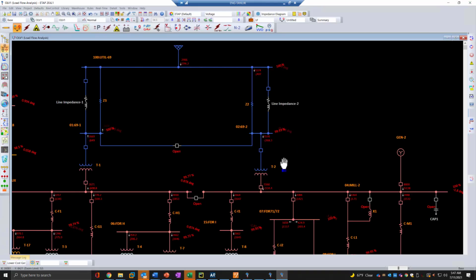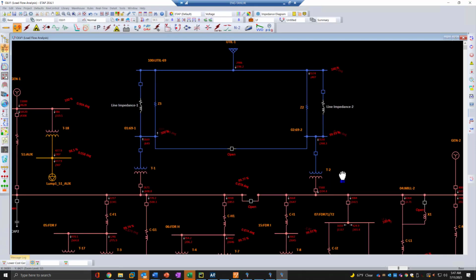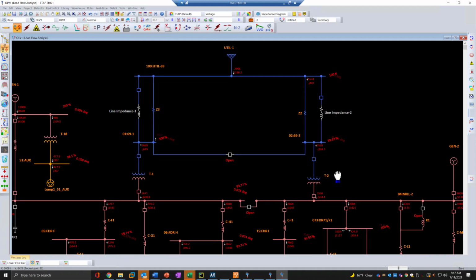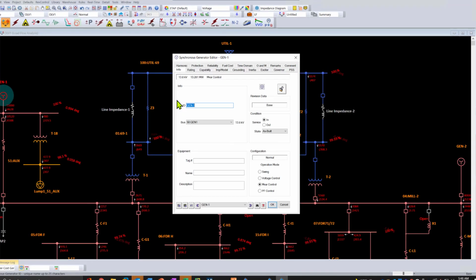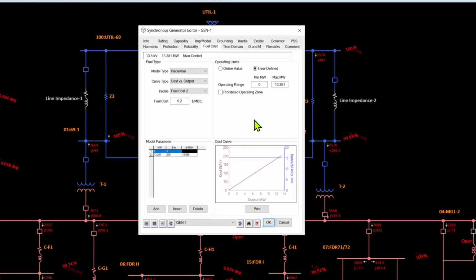However, we'll focus a little bit more on the fuel optimization and see how OPF balances our 3 different sources. So we can essentially set up the fuel cost within each source. The fuel cost is set up within the generator, for example, and it can be heat rate versus output or cost versus output. The fuel type can be established based on a piecewise, which is pointwise, equation, or V-curve based.